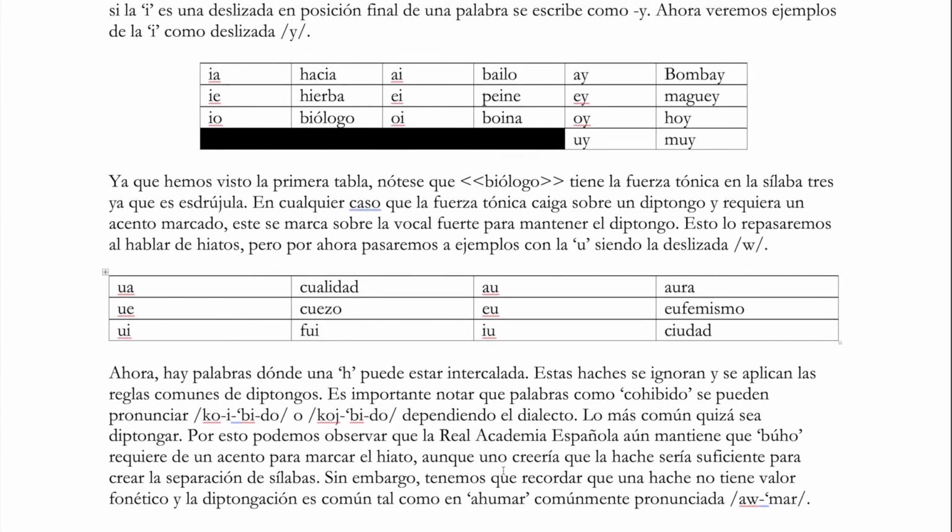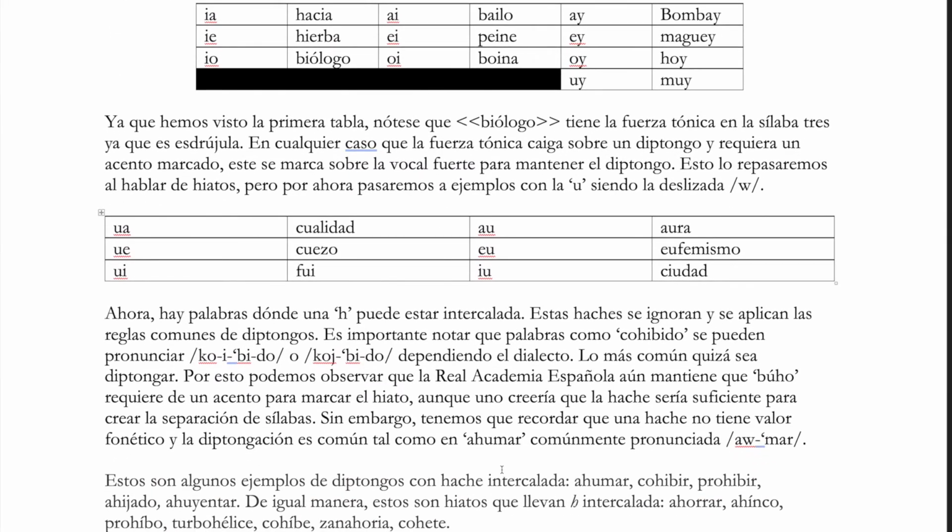Now, something to keep in mind, Spanish does have several words that have an archaic H, and this H is still used for tradition, right? Such as cohibido. Now here you might think, wait, that's an H, that's a consonant. Shouldn't this break it up? And you might hear somebody say cohibido. The stress is over here. The part in question is this. And you might hear some individuals say cohibido. That's fine. But most people are going to say cohibido.